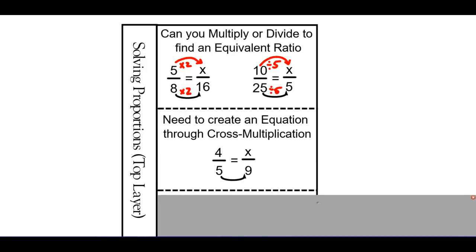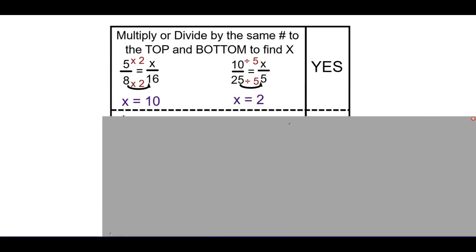So the second part of this question is, need to create an equation through cross multiplication. So the top part doesn't work, the bottom part does, and you got to go ahead and cross multiply. So that's the first one. Now go into your second one. And this is your first yes. So again, I kind of jumped the gun on the front side, so you want to put this in the middle. So again, if you can do this, take care of it.